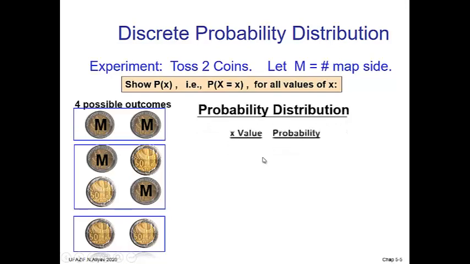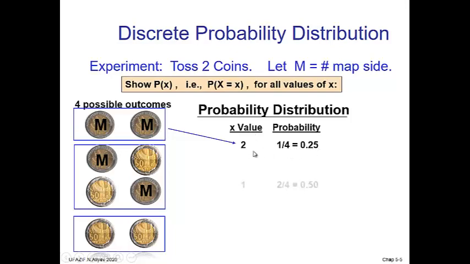Probability distribution. Here we will write the values of the random variable, here the number of map side, and here their corresponding probability. We have just four possibilities. That's why the probability that map side will be 2 is 1 over 4. Why? Because we have four possibilities, and in just 1 out of 4 the number of map side is equal to 2. That's why 1 over 4, 0.25.